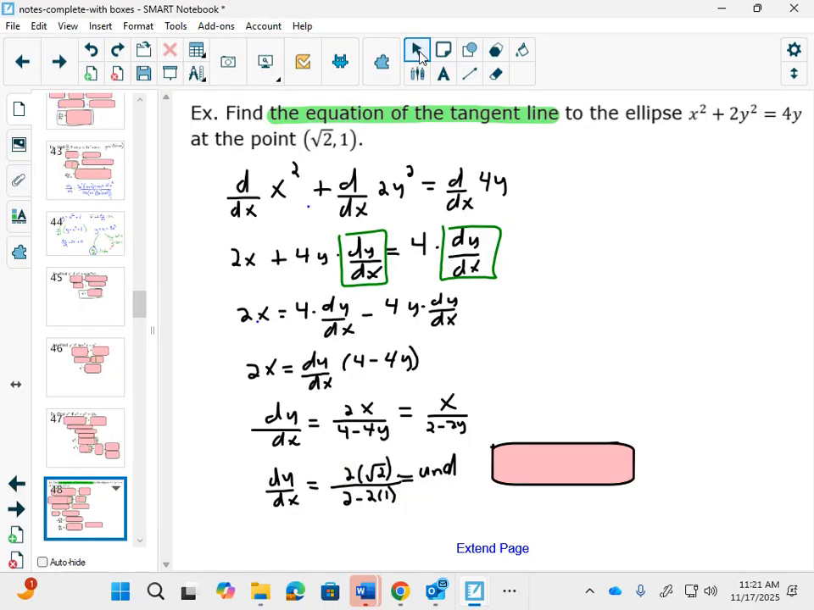Then at that point, if I plug in root 2 and 1, it is undefined. It causes me to divide by 0. If a slope of a line is undefined, what's happening? Straight up and down? So you have a line x equals root 2.